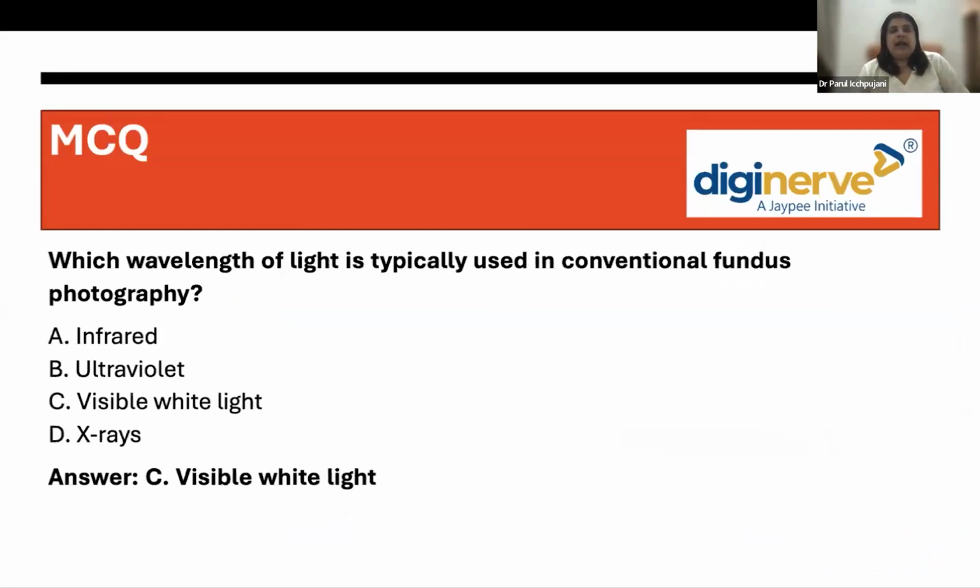So the question that can come is, which wavelength of light is typically used in conventional fundus photography? Infrared, ultraviolet, visible white light, or X-rays? The correct answer is visible white light.